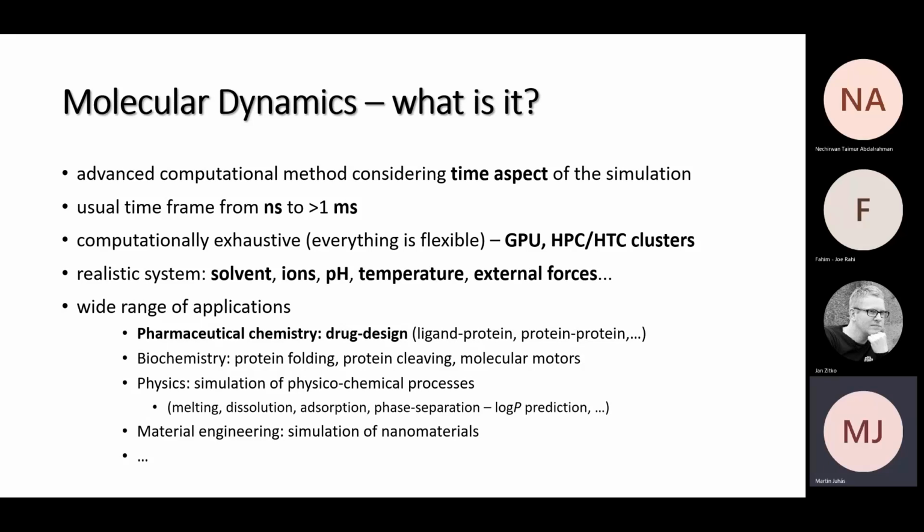In physics, molecular dynamics is widely used to simulate melting, for example. And in material engineering, molecular dynamics is used to simulate nanomaterials and how they behave and what happens when you get the material to some extreme conditions. So you can simulate what happens at low temperatures, what happens at high temperatures, and more. There are a lot of uses. It's really a very versatile tool in science.